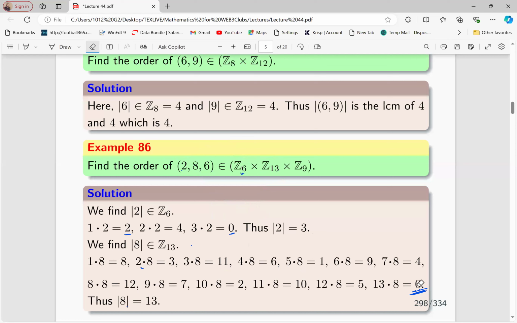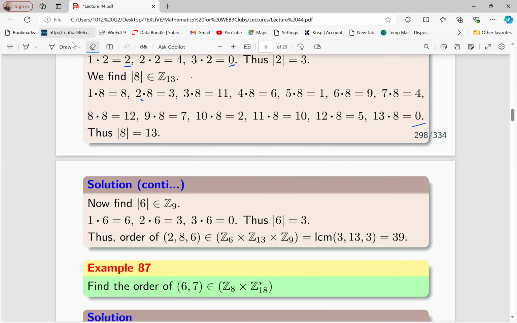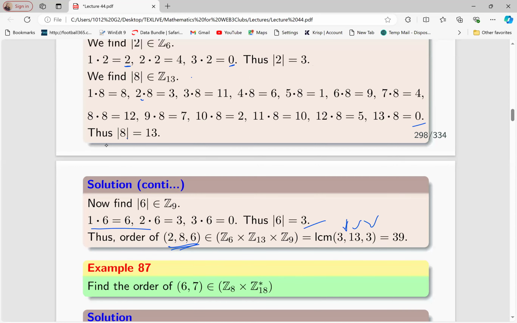Now, in this example, the order of 2 we've seen is 3. The order of 8 we've seen is 13. And when you work out the order of 6, you find it is 3. The working is here. And therefore, the order of this element is the LCM of these respective orders. And that LCM is 39.